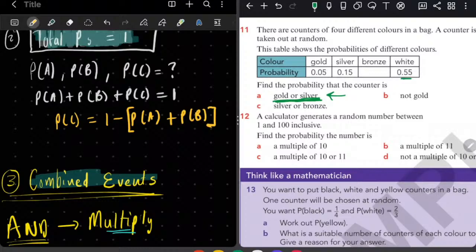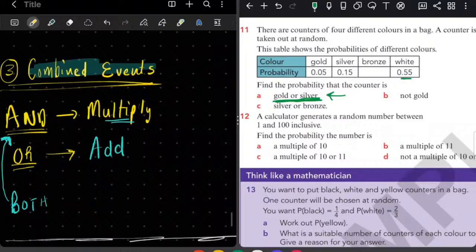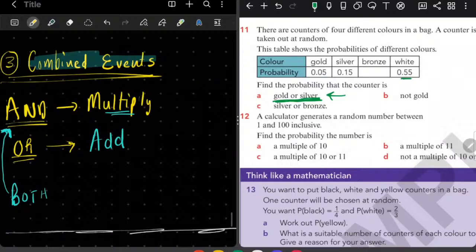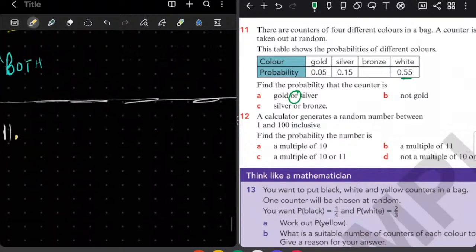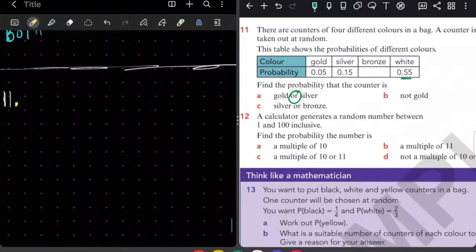But for this one, which says probability of gold or silver, what do we use? Method number 3, because they are combined events. And what word do you see there which makes you know that they are combined events? The word or. Well done. So once we see the word or, we know that these are combined events. So we use the third thing, which says when you see the word or, what should you do? You add. Well done, Vic. That's what I want to hear. It's the third one. You see the keyword.